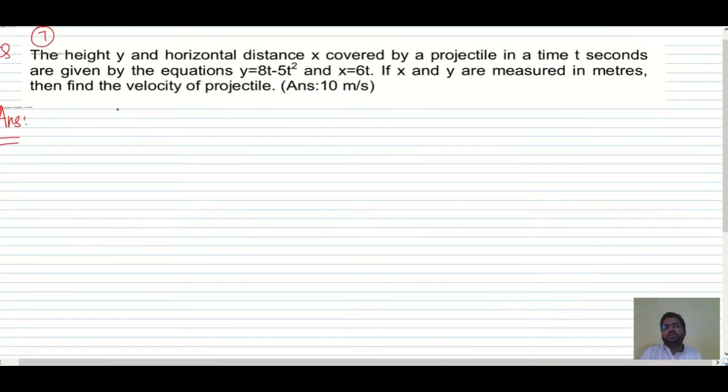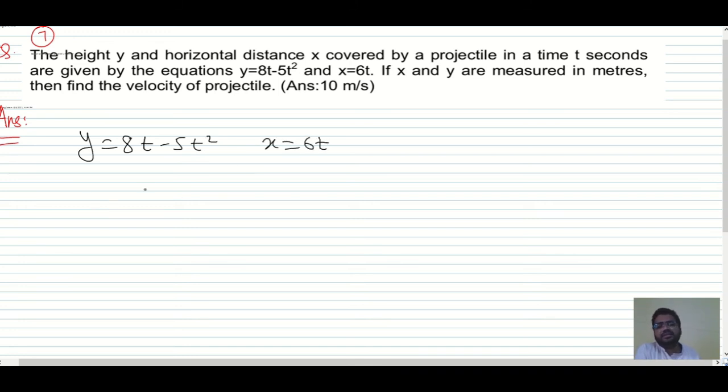Okay, next. This is the 7th question. The height y and the horizontal distance x covered by a projectile in a time t are given by the equations y is equal to 8t minus 5t squared and x is equal to 6t.